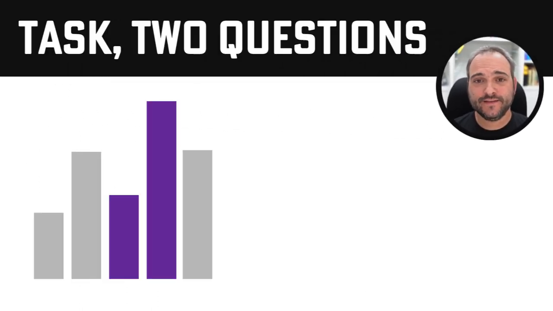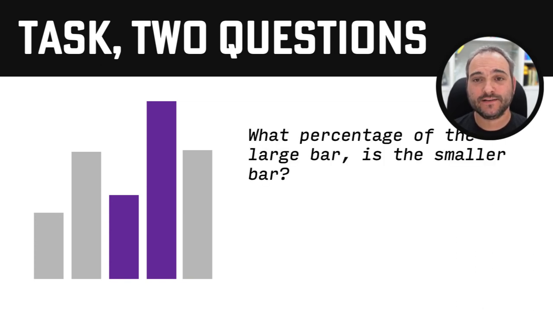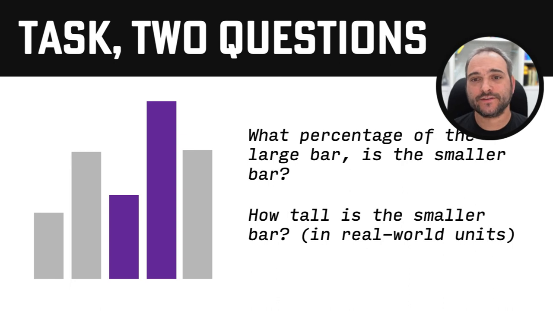And to study this, we had a task, and in the task, users were asked two questions. The first, what percentage of the large bar is the smaller bar? And then also we asked how tall is the smaller bar in real world units, so they could answer that in feet or meters or whatever they wanted.